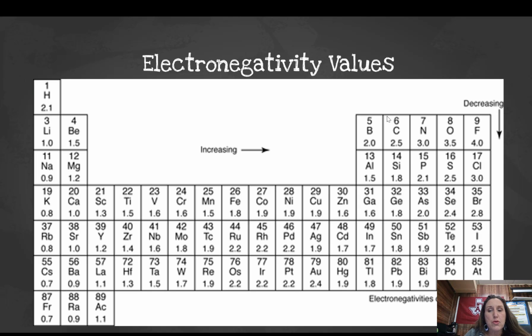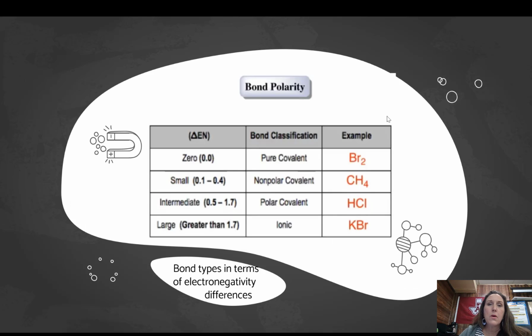So these are the trends of electronegativity. Again, your periodic table, you've got to know it. We increase across periods, going from the left to the right, and then we decrease going down groups. Okay, so electronegativity increases going this way, decreases going this way. Why do we care? Well, we care because that's going to tell us whether or not the bond is a pure covalent bond, which means everybody is sharing electrons equally and there is no change in electronegativity.